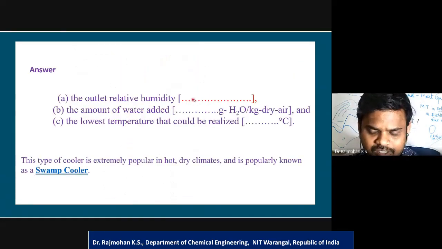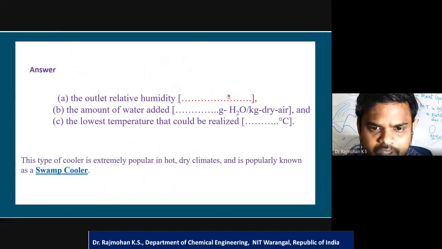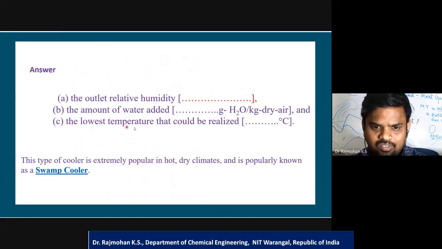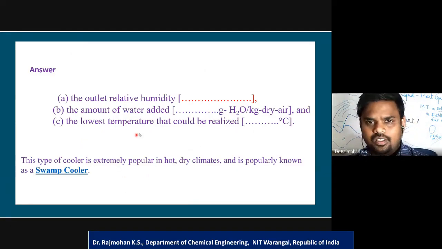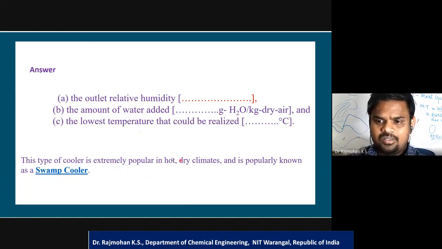Please report your answer: what is the outlet relative humidity, the amount of water added, and the lowest temperature that could be realized? Actually, this type of cooler is extremely popular in hot and dry climates like deserts, and it is called a swamp cooler.